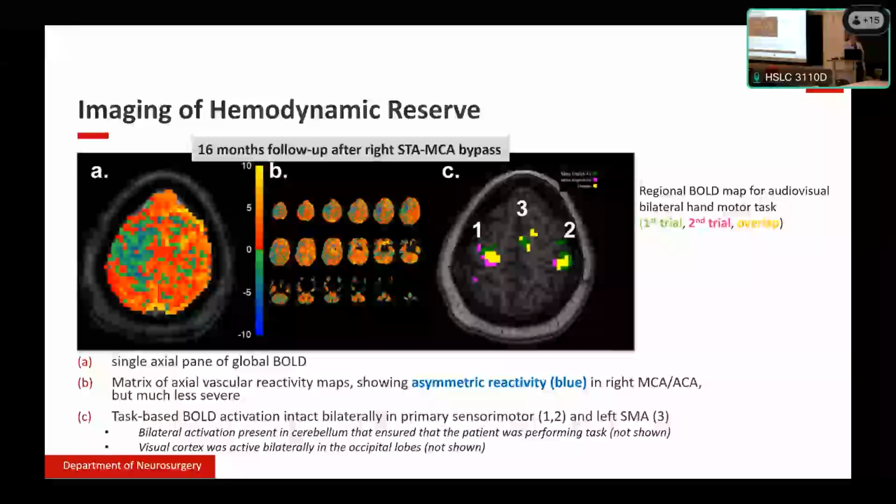And so for one, you're starting to see activation of the right sensorimotor area. And then in number 3, you're starting to see SMA as well.